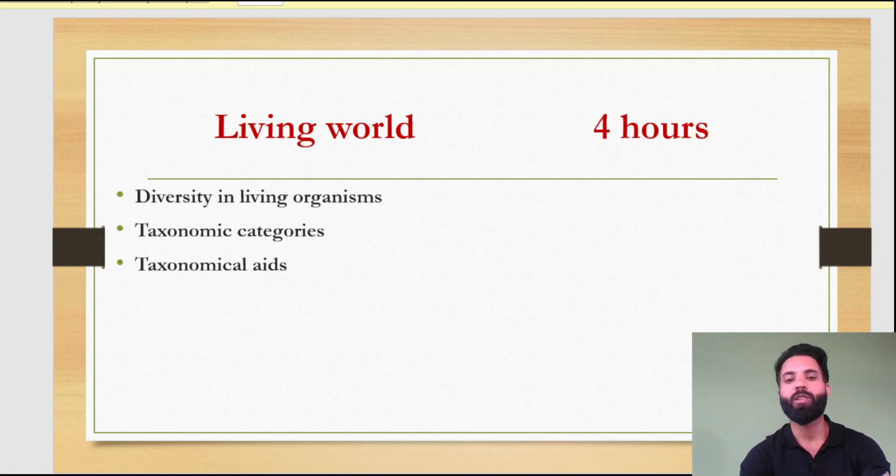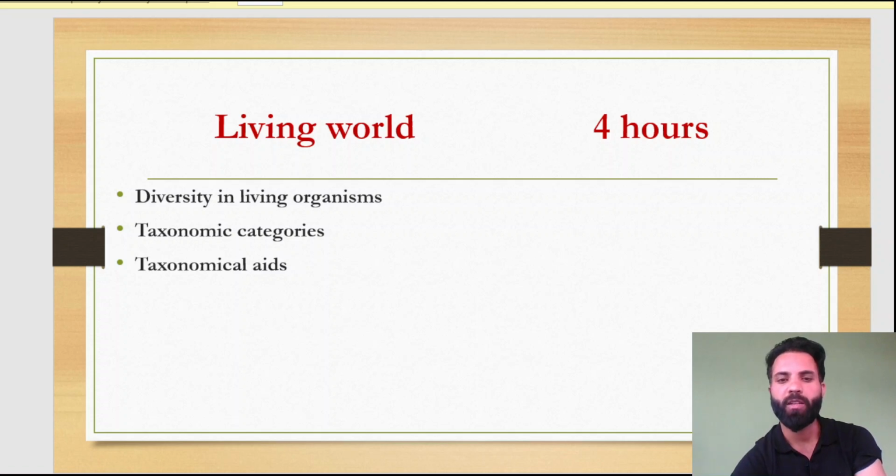Then another important topic is taxonomic categories. Most of the students are very confused about this topic. Even students are not able to differentiate between the taxon and the rank, category and the rank. So whenever I take this unit, you will find it very interesting. And the last one is taxonomical aids, a very short topic that will get completed in 15 to 20 minutes. So this is for the Living World. And for the NEET examination, this chapter is very important.